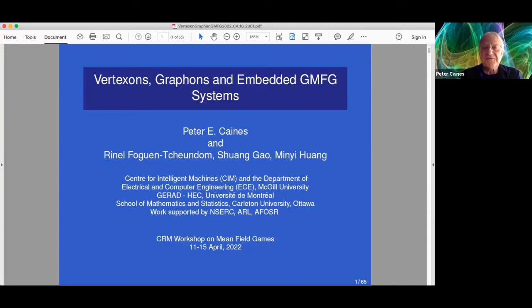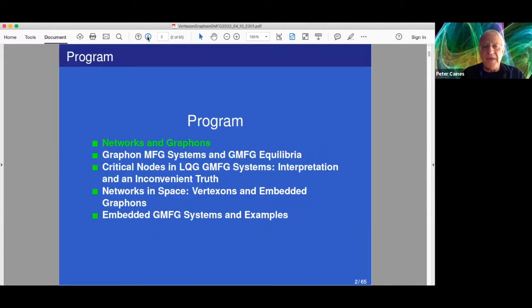So the title is Vertexons, Graphons, and Embedded GMFG Systems. In the work which I'll present today, at various points, Rinel, Fogon, Hyundum, Xuangao, and Minyi Huang are implicated, and I hope that I'll be able to point that out as we move through. I will be skipping, for reasons of time, some sets of slides as we go through. I hope that won't irritate people, but it certainly gives material that we can then return to.